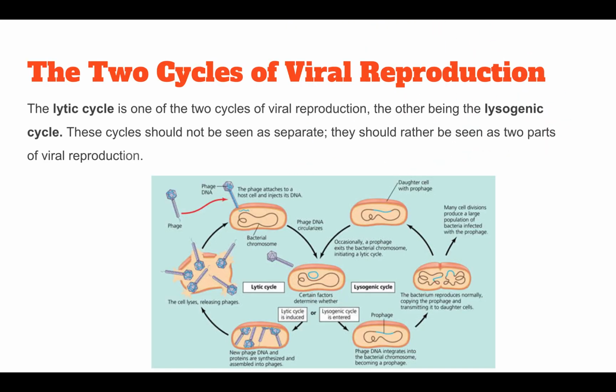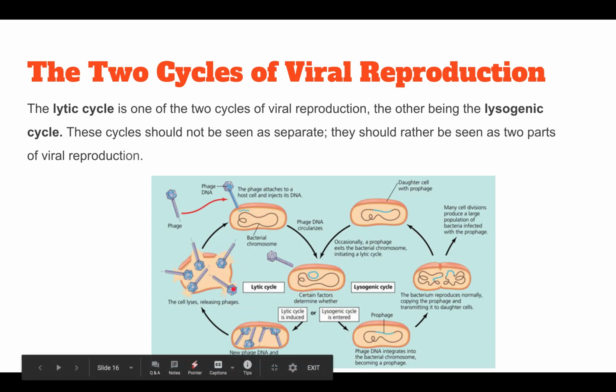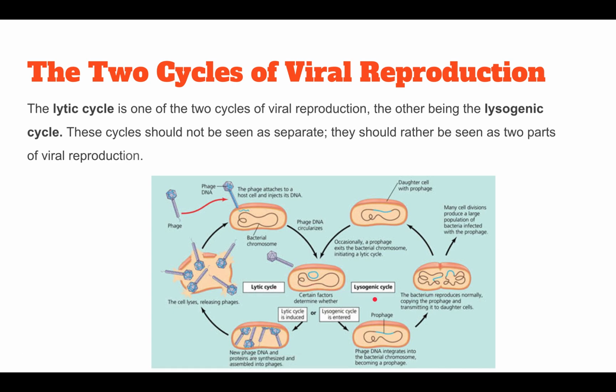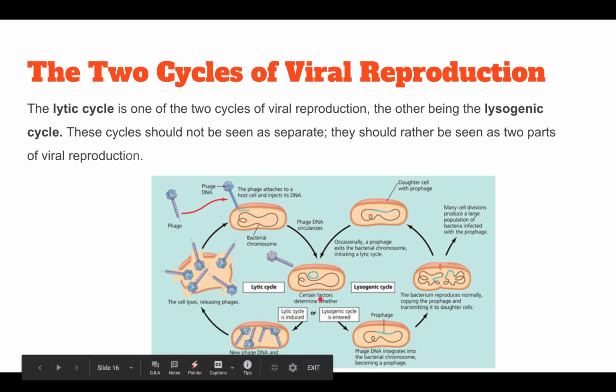Now, the two cycles of viral reproduction are actually technically not seen as separate cycles. They're kind of just seen as two parts to a big cycle. The direction that the virus goes depends on what type of virus it is and what type of cell it's infecting. On your diagram, all you need to write on the left here is lytic cycle, and then on the right it's lysogenic cycle. And you can look at this a little more closely later, but I'm going to explain how these two different pathways are different from each other.